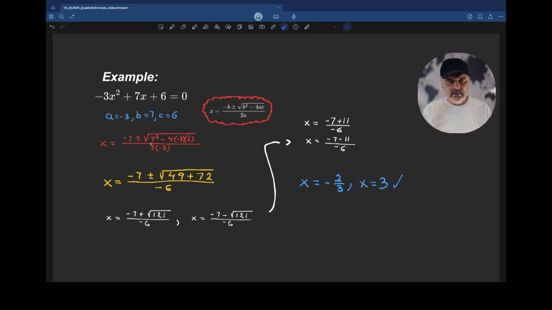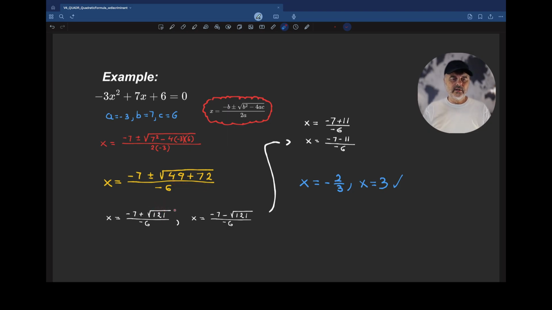When you raise 7 to the power of 2, you get 49. When you multiply 4 times negative 3 times 6, you get positive 72. Important when multiplying integers, remember two negative signs: if I multiply two negative numbers, the result must be positive. So everything will be divided by negative 6. By adding 49 and 72, you get 121.